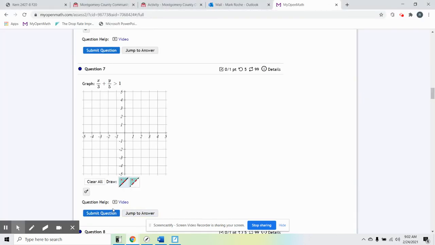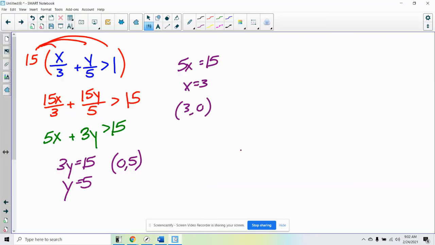So you're going to have to do this all in one step. So I'm not going to graph anything yet. I have to figure out, okay, well, which side do I graph? Do I graph the 0, 0 side or the non-0, 0 side? So I'm just going to plug in 0, 0 into my equation and see if it works. So I have 5 times 0 plus 3 times 0. I have 0 is greater than 15. This is false. 0 is not greater than 15. So I know the 0, 0 side doesn't work.